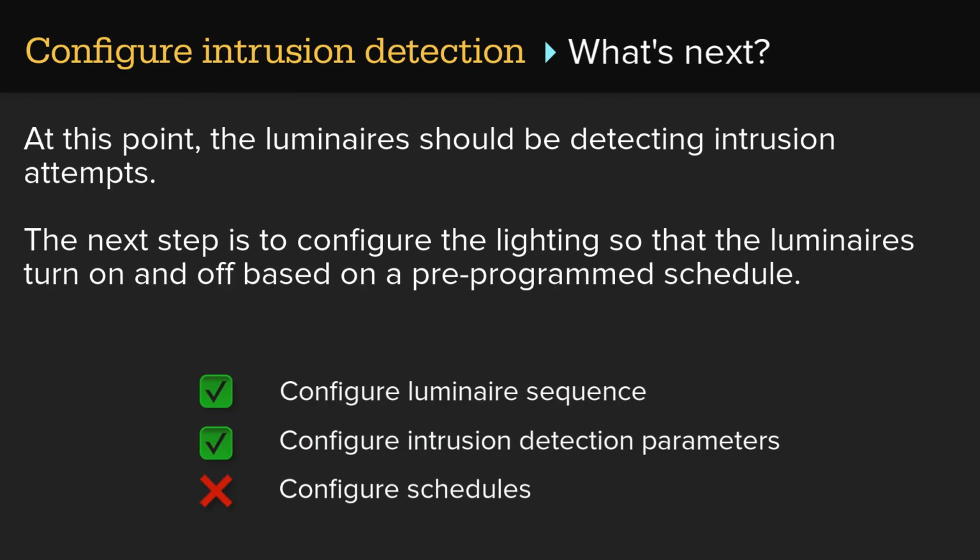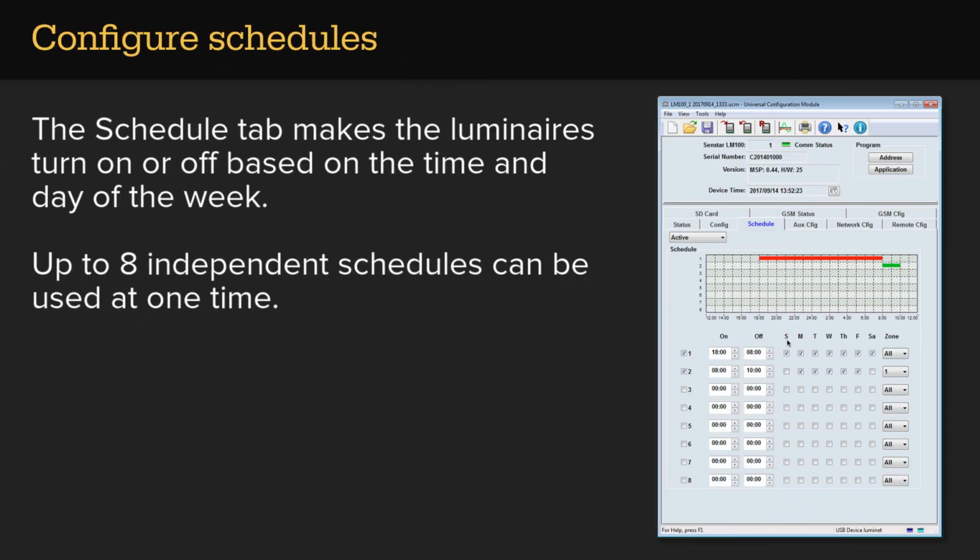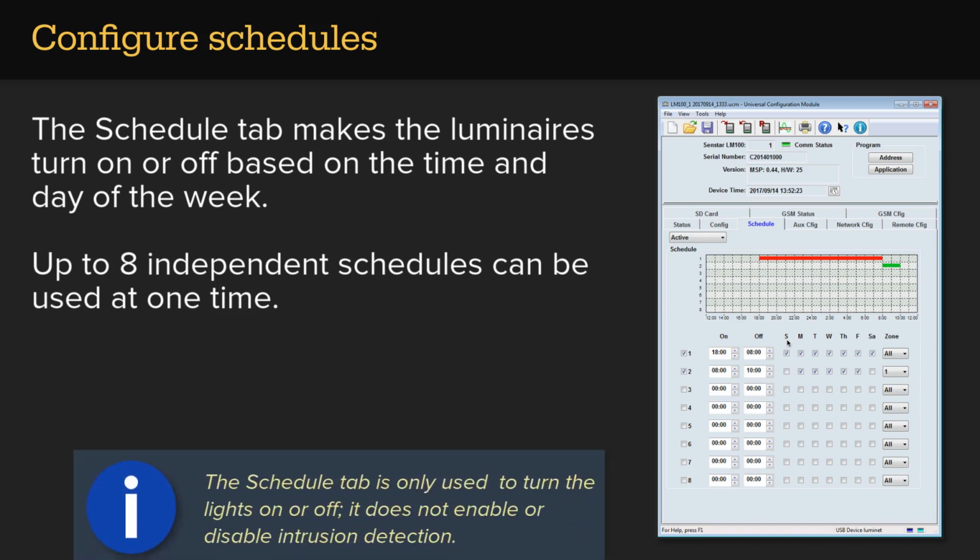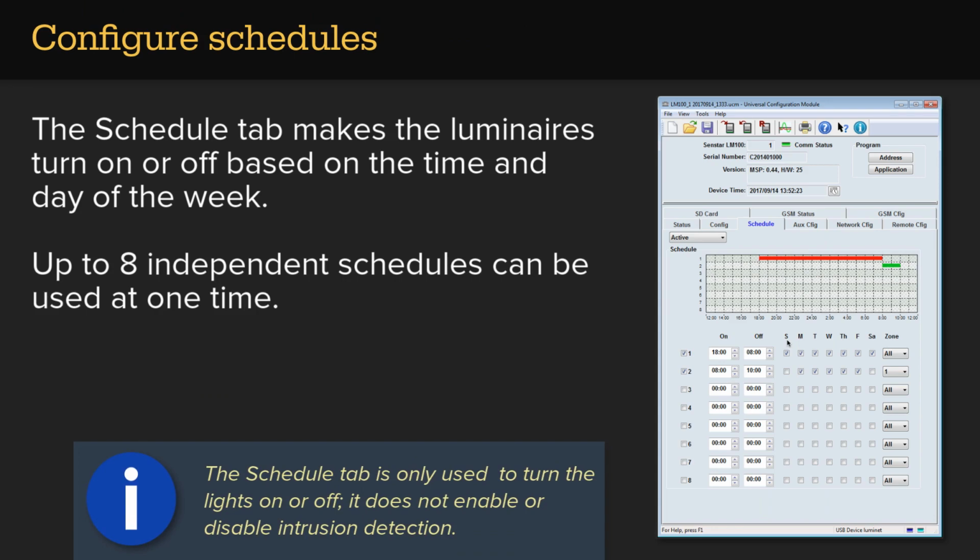At this point, the luminaires should be detecting intrusion attempts. The next step is to configure the lighting so that the luminaires turn on and off based on a pre-programmed schedule. The Schedule tab makes the luminaires turn on or off based on the time and day of the week. Up to 8 independent schedules can be used at one time. Note, the Schedule tab is used only to turn the lights on or off. It does not enable or disable intrusion detection.